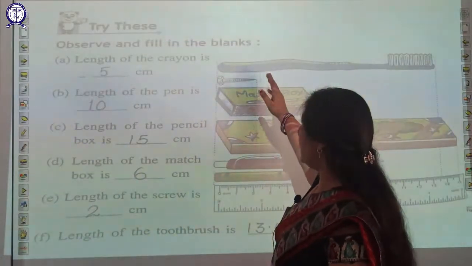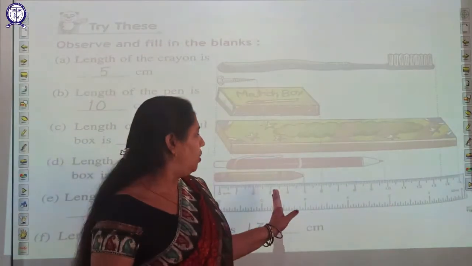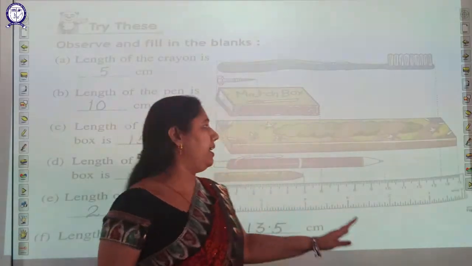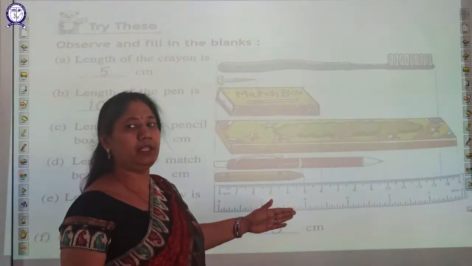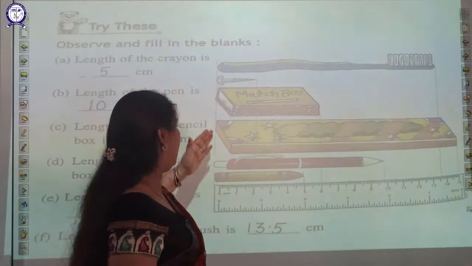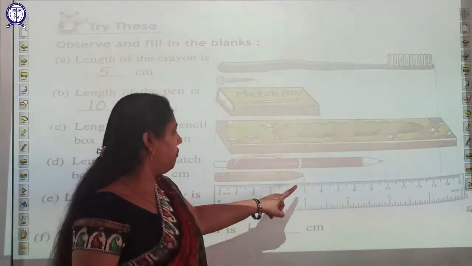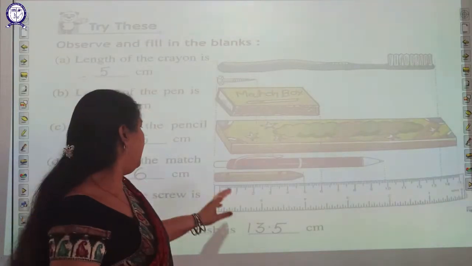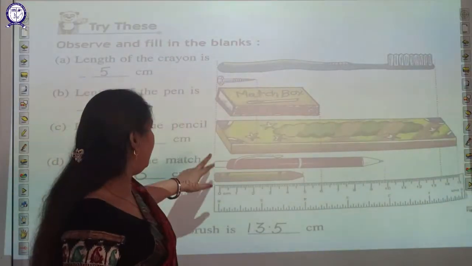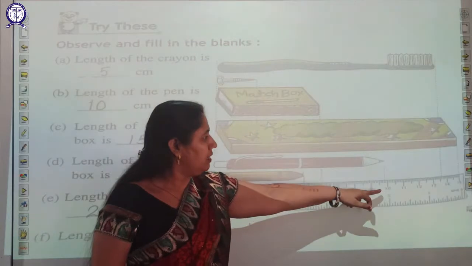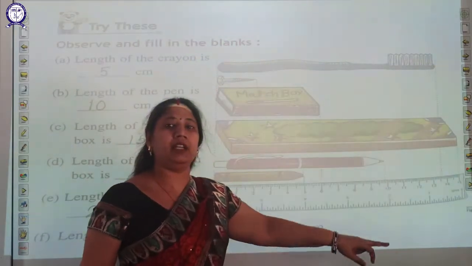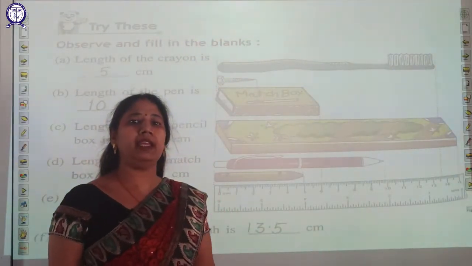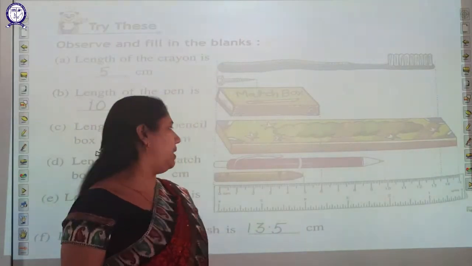Observe and fill in the blanks. You are given a ruler and you have to find the length of these objects. Number 1, crayon. Look here, 0 to 5. So what is the length of this crayon? 5 centimeters. Length of a pen. You have to look at the pen, that is up to 10 centimeters. So the length of the pen is 10 centimeters.